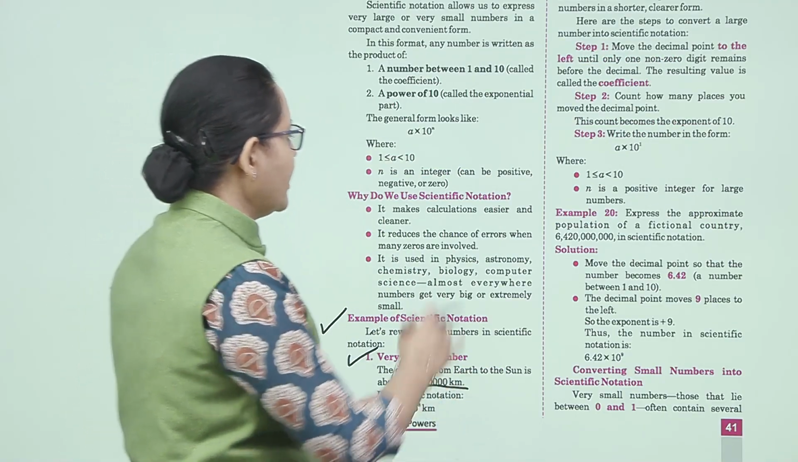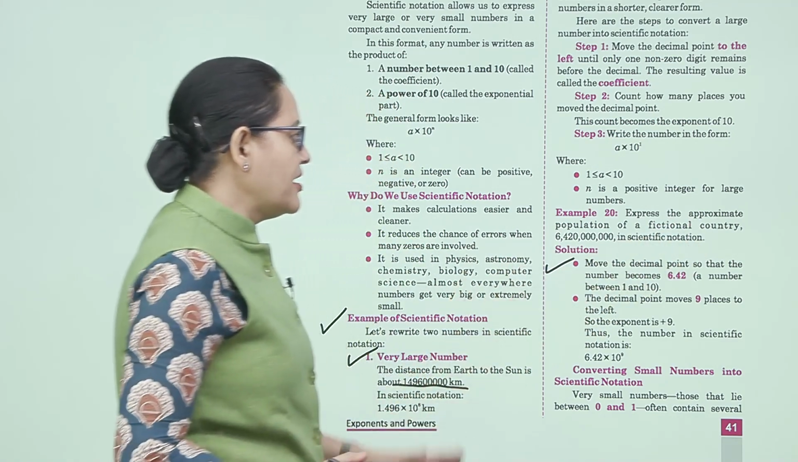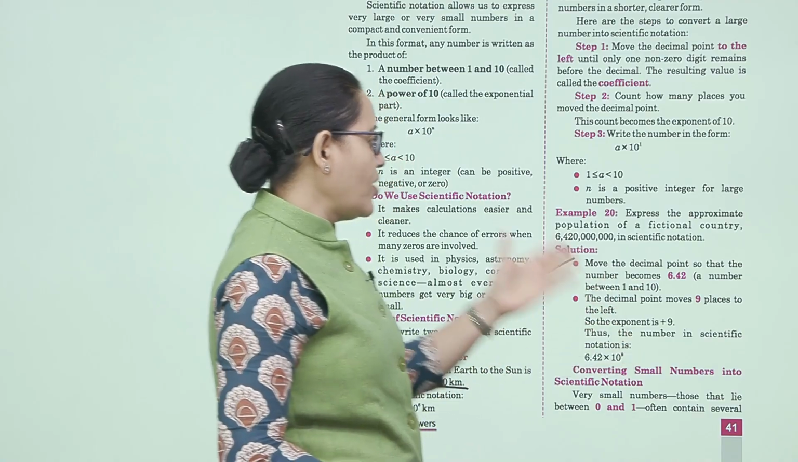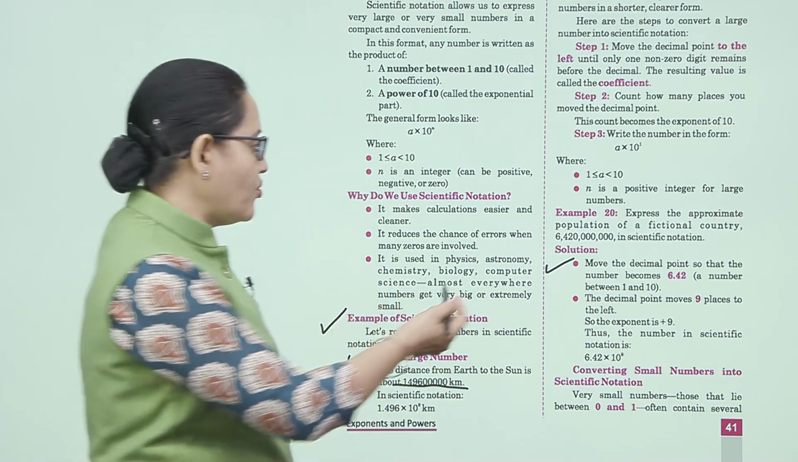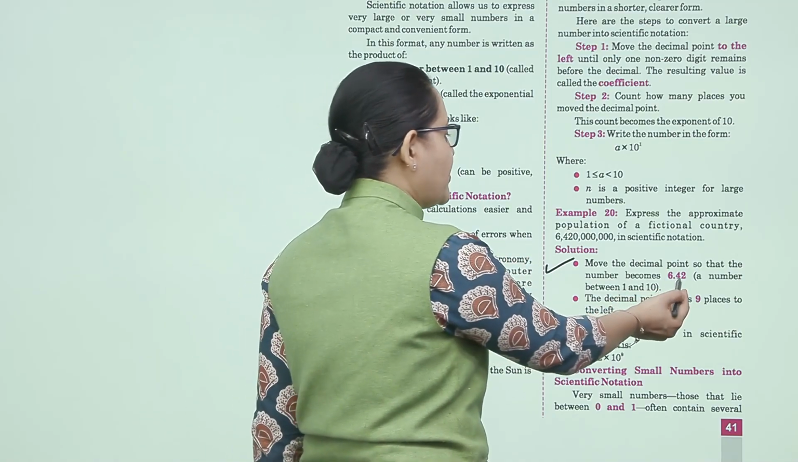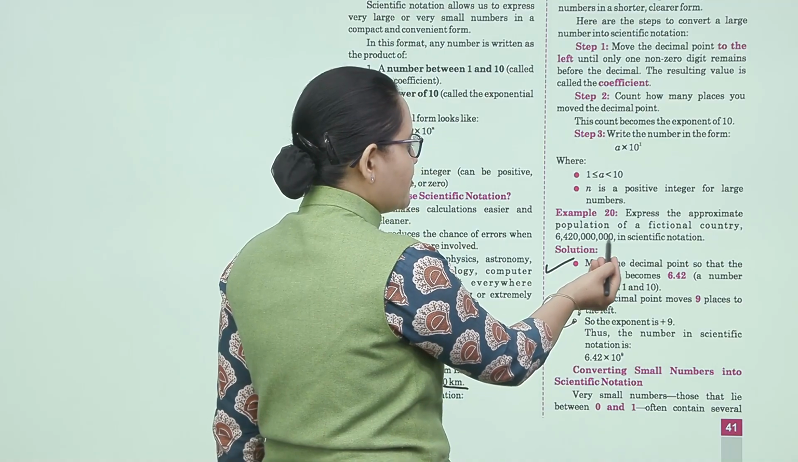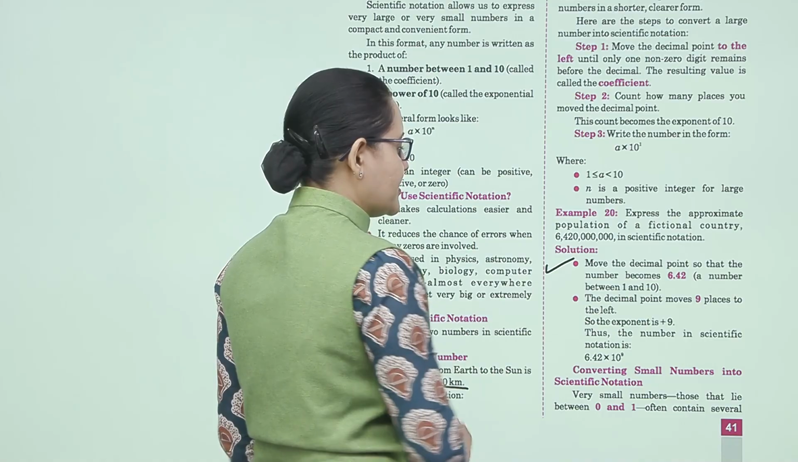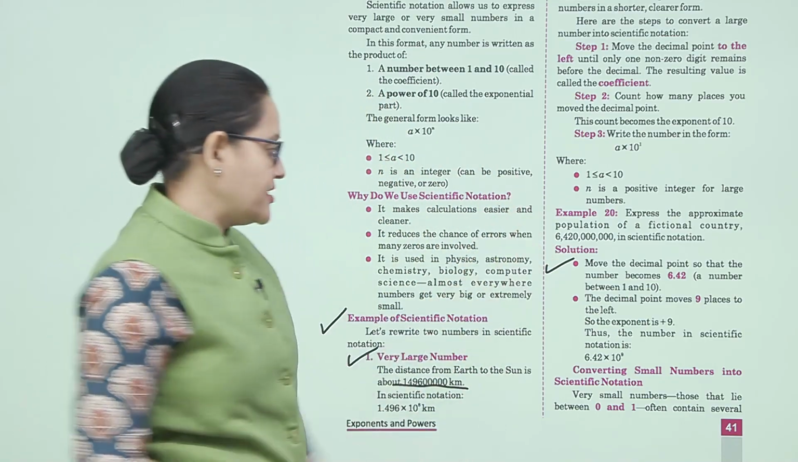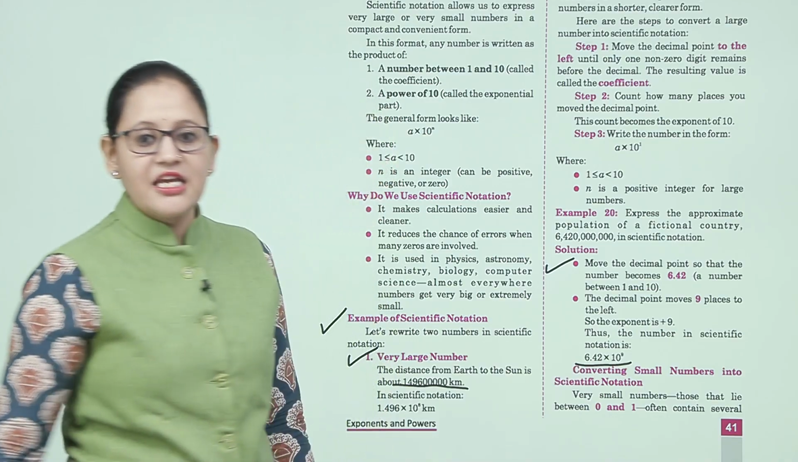So, now what are we going to do? Move the decimal point so that the number becomes 6 point something, with only one digit before the decimal. We shift the decimal point to the left, giving 6.42. Now the decimal point moved 9 places: 1, 2, 3, 4, 5, 6, 7, 8, 9, so 9 places, and that becomes the exponent. So we'll write it as 6.42 times 10 to the power 9.